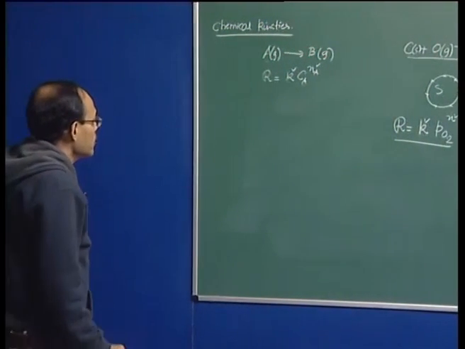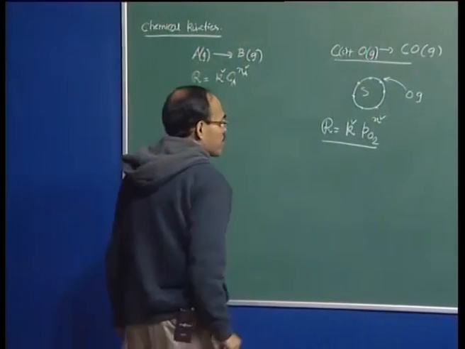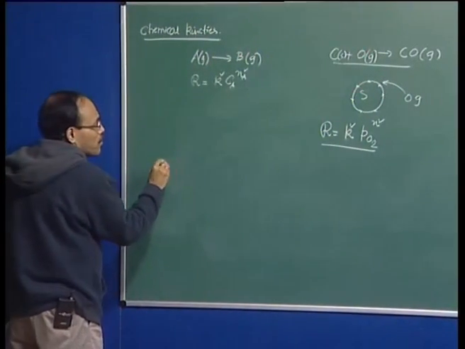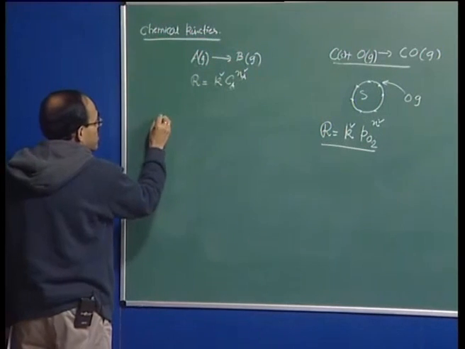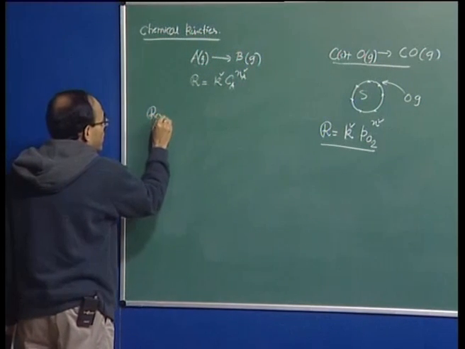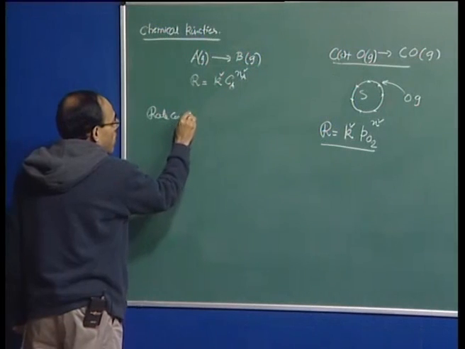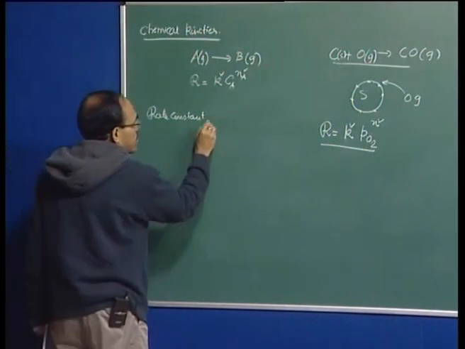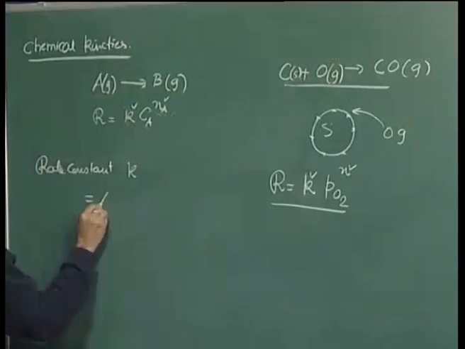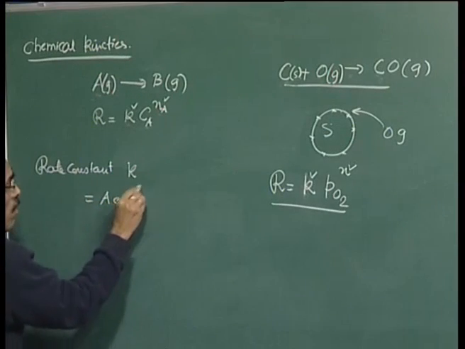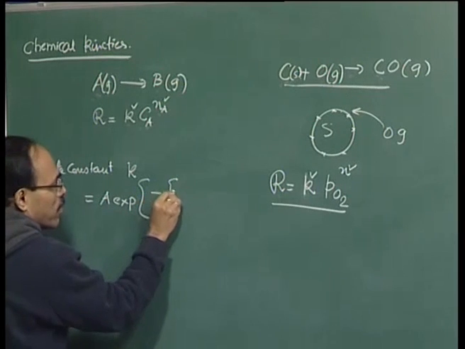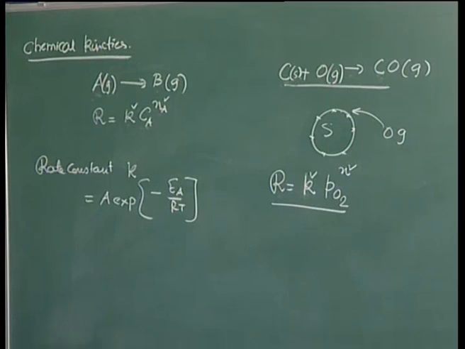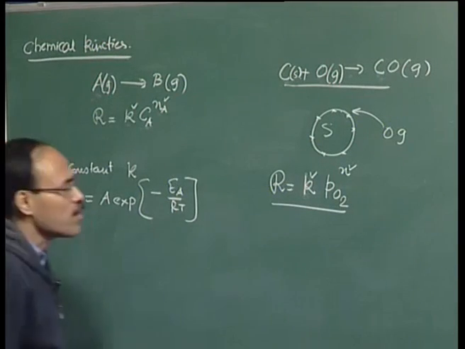Now, the rate of a chemical reaction basically varies. Suppose, for example, according to Arrhenius, the rate constant, so you can say this is k, varies as A exponential minus E sub A divided by RT. How does the rate change with temperature?